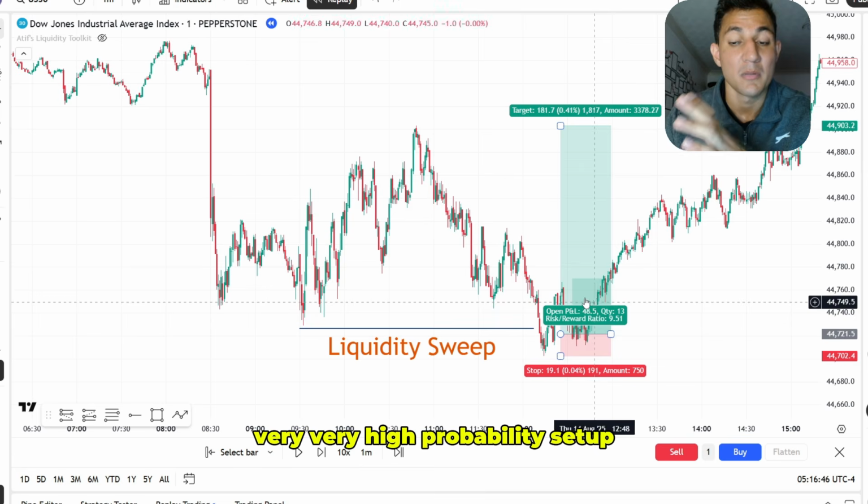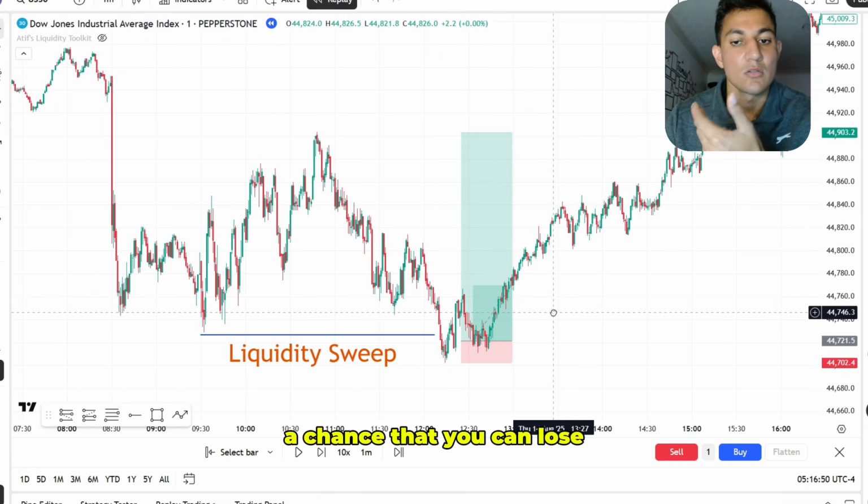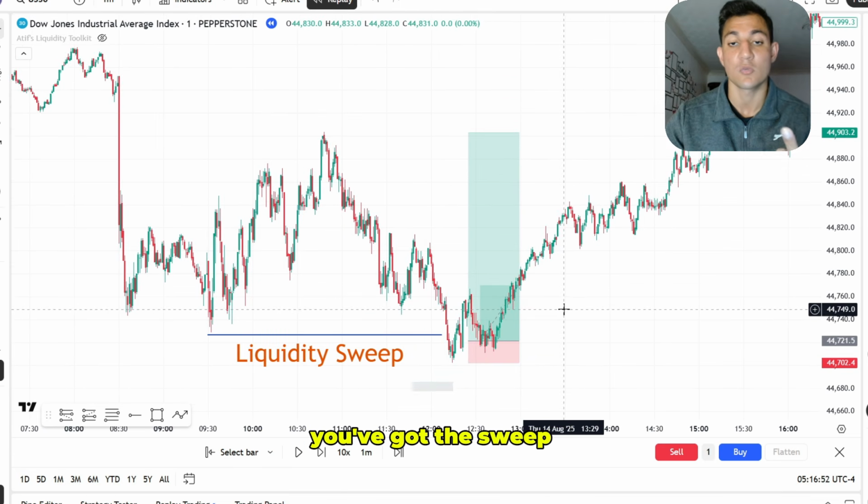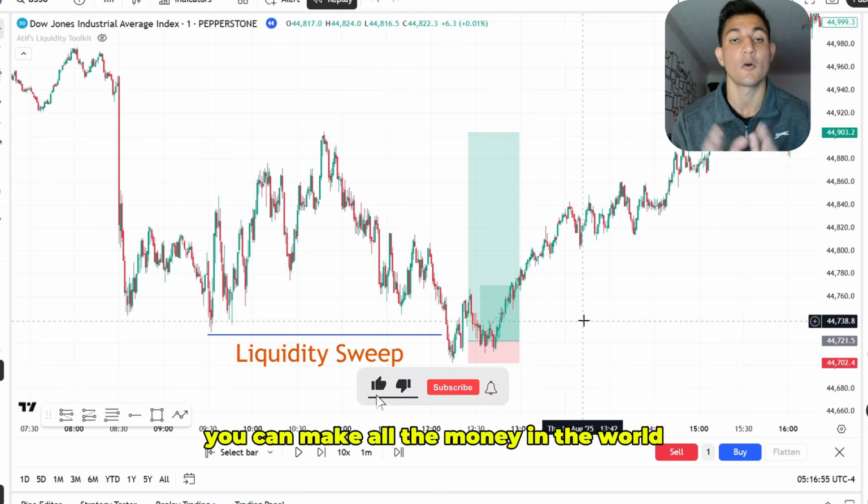Very, very high probability setup this is, but there's always the chance that you can lose. But if you've got the bias, you've got the sweep, you have a simple entry plan, you can make all the money in the world.